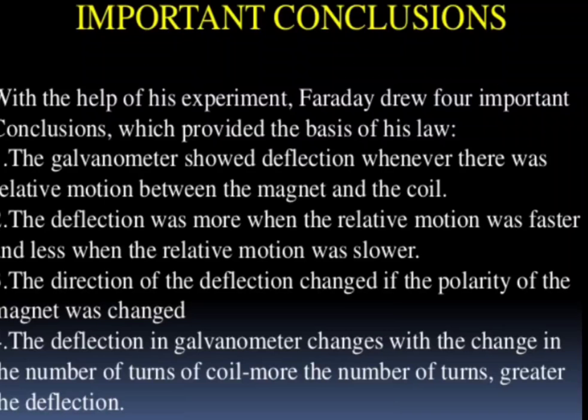And the deflection is more when the relative motion is faster, and it will be less when the relative motion is slower. Also, the direction of the deflection in the galvanometer changes if the polarity of the magnet is changed. Polarity means the poles. By changing the poles, north and south, the deflection direction also changes. And the deflection in the galvanometer changes with the number of turns of the coil. That means the more the number of turns, the greater the deflection. So these are the important characteristics exhibited in Faraday's experiment.